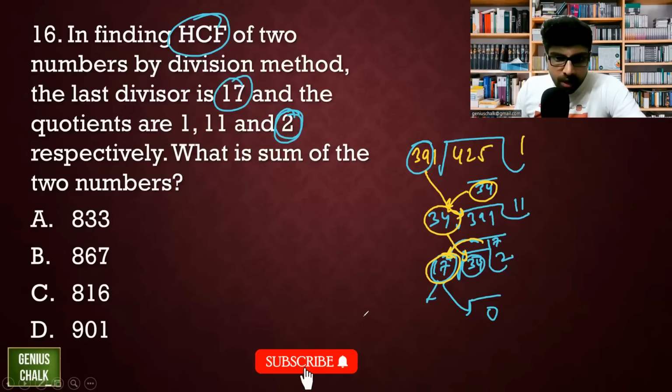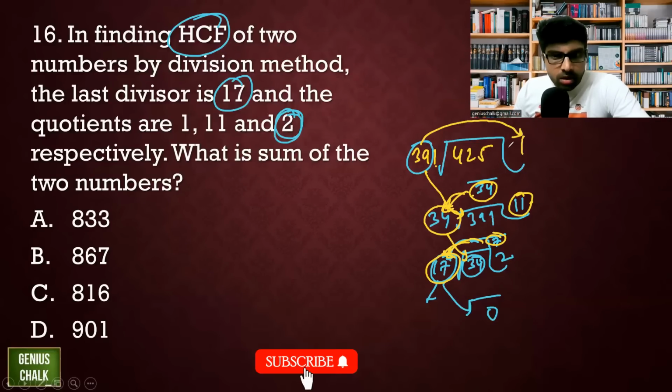What is happening? Again, I try to repeat. When we take the HCF, you see 391 into 1 plus 34. Is it 425? Just check. Yes. Then 34 will come in the divisor form. Then the next quotient is 11. So 34 into 11 and the remainder is 17. So 17 will go here. So that means on finding the HCF of two numbers by division method, the quotients are 1, 11 and 2.